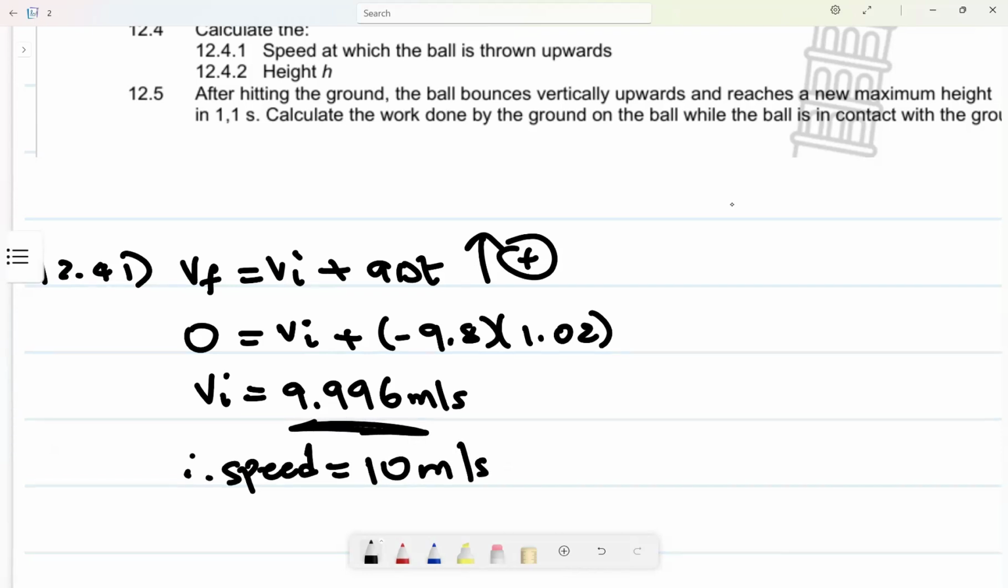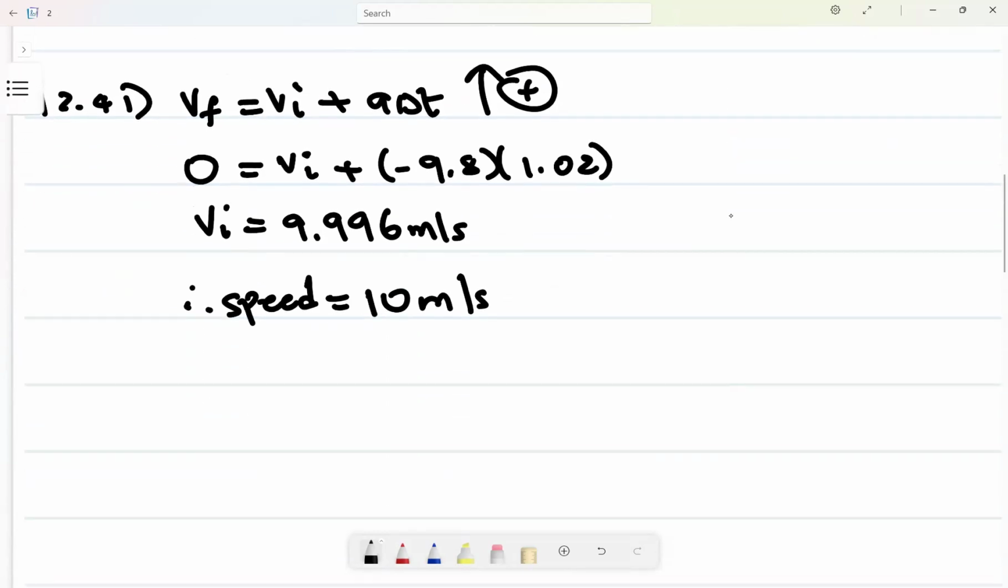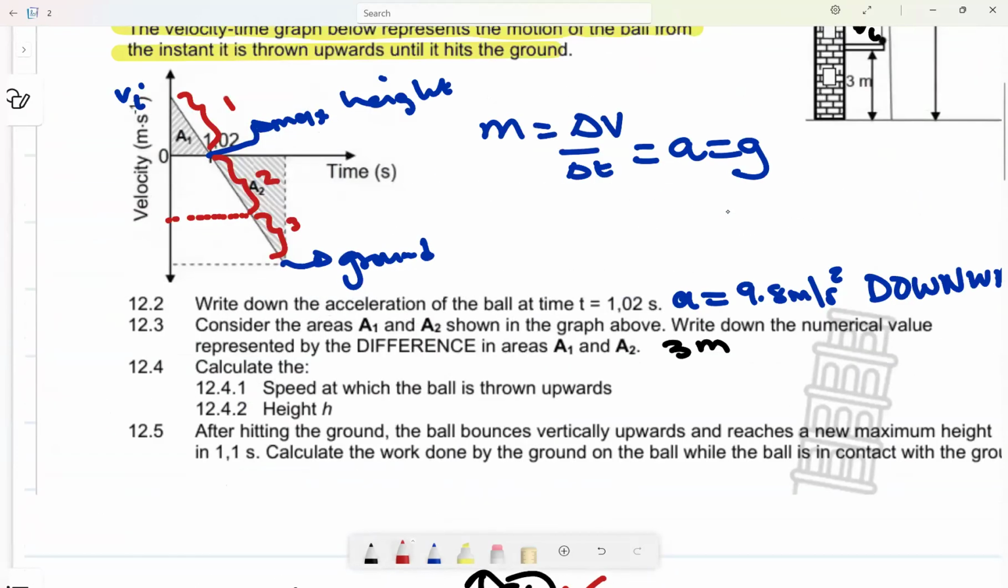You can leave it like this or like that. Remember, the instruction says to a minimum of 2 decimals. So if you convert to 2 decimals, it will give you 10. But if you leave it like this, it's still the same. The answer will be the same, okay? But now let us use the same thing. I'll say this is 10 meters per second. But remember, they wanted the speed. I need to say, therefore, speed is equal to. We lose marks by not concluding, okay? Therefore, speed is equal to, okay?